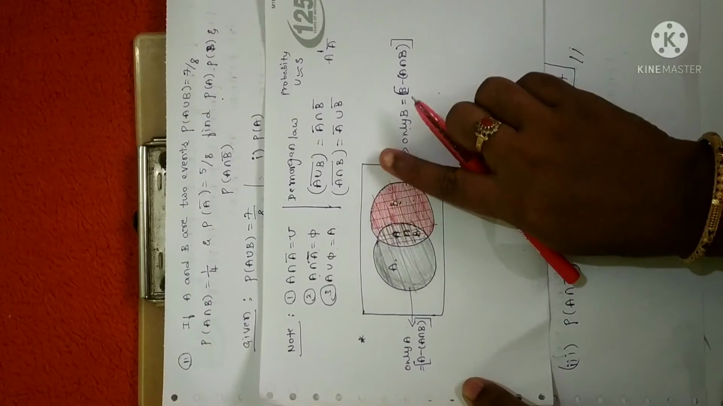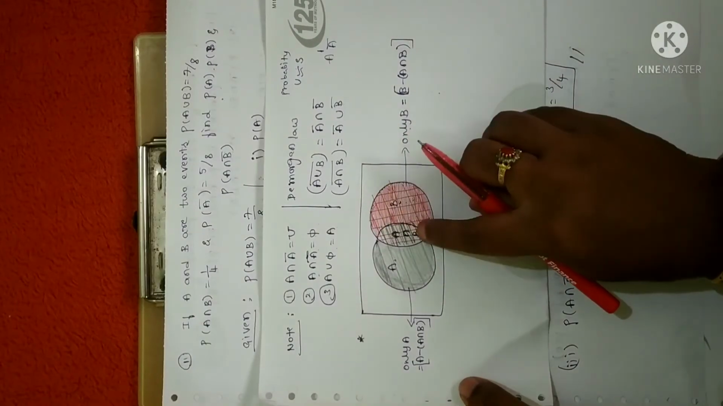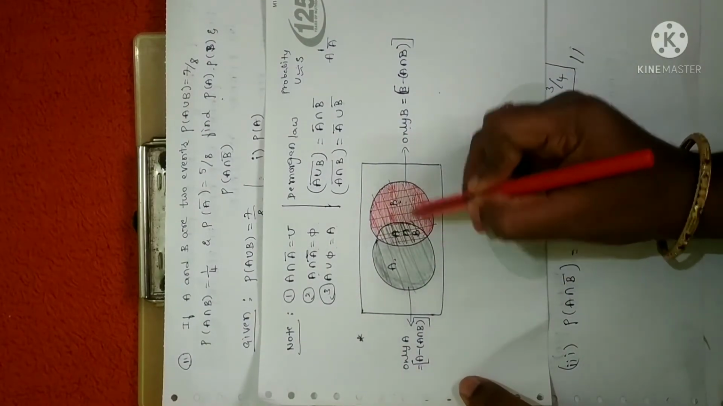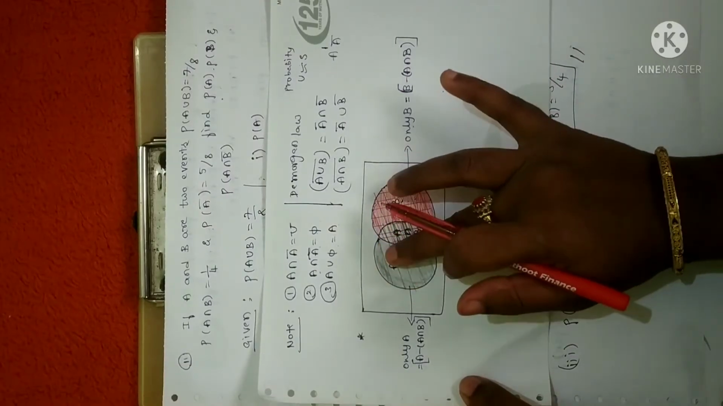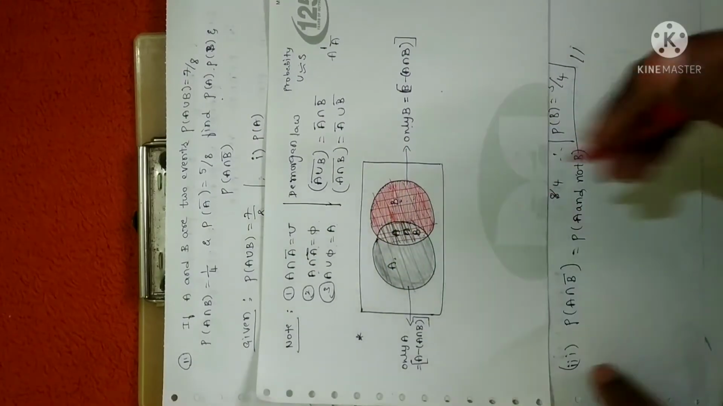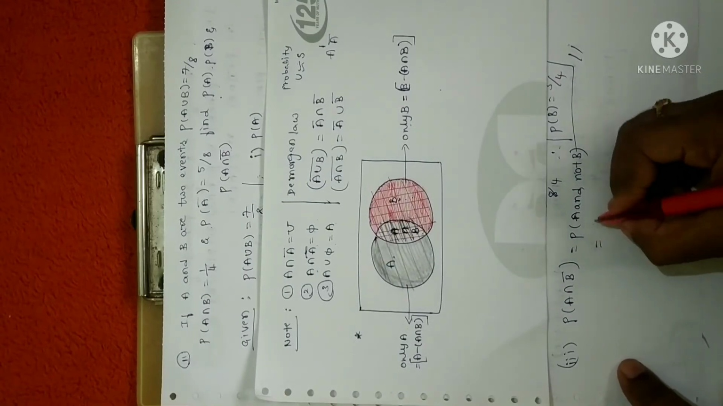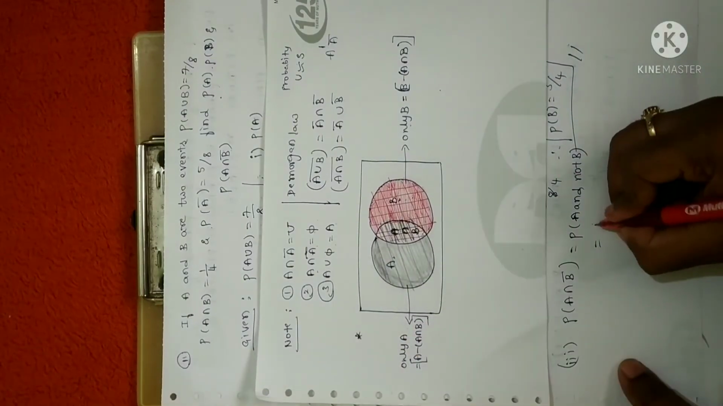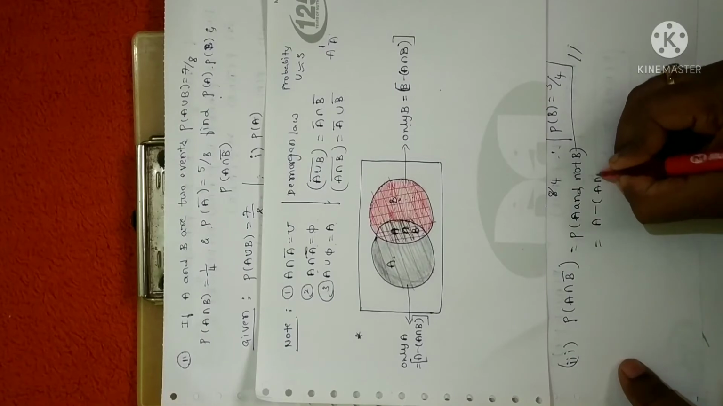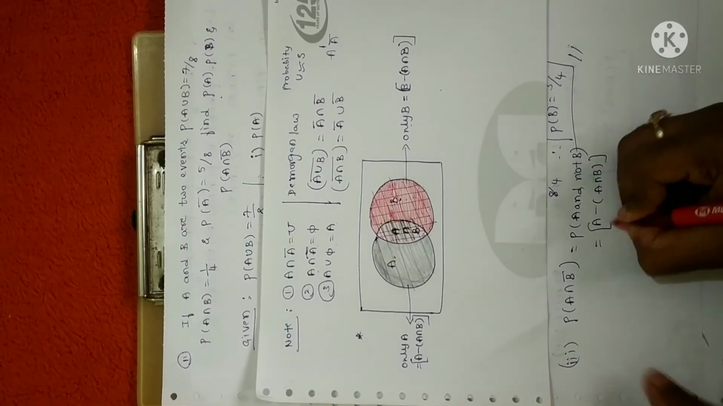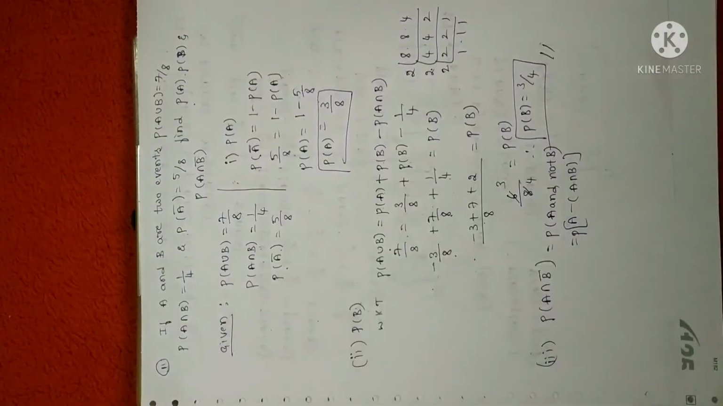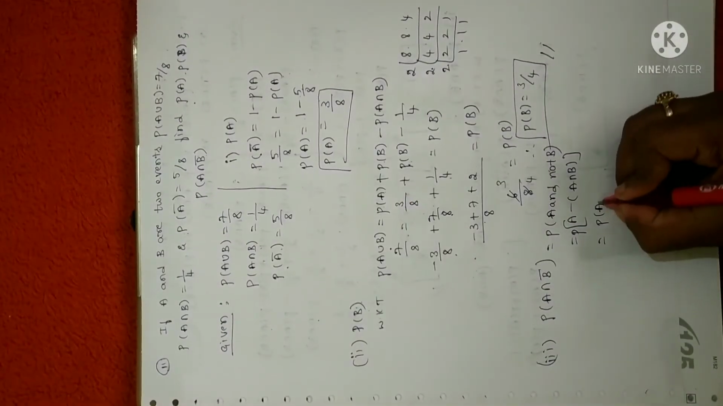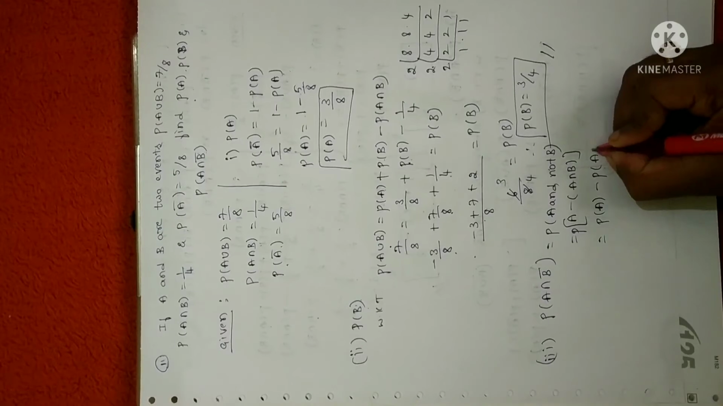Not B in the sense you should not consider a region containing B. See, B is present in this region and this region. So you have to leave these regions. Only the region containing A, that is only A. How can I write only A? Each and every time no need to write only A. How can I write only A as A minus A intersection B. Clear? I'll just write probability here. Now probability of A, I'll just split this, probability of A minus probability of A intersection B.